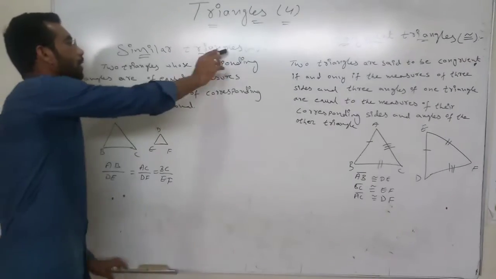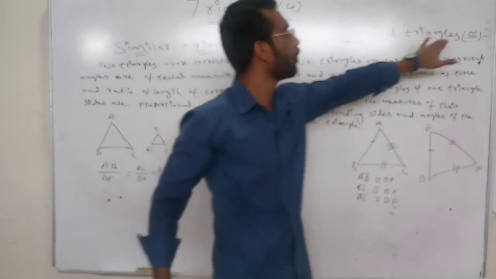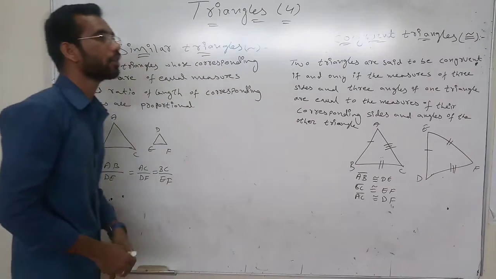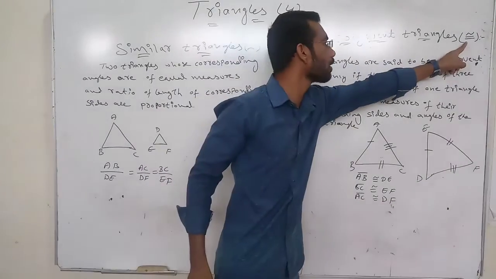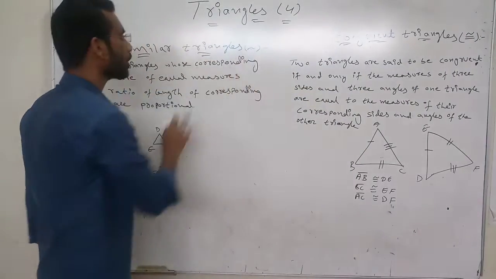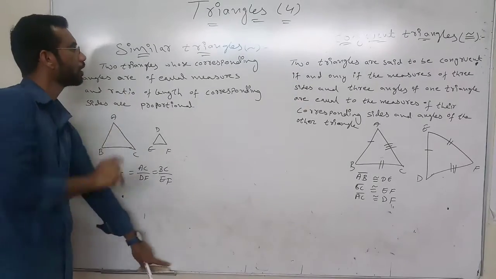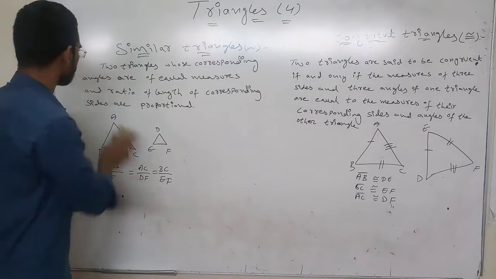This is the symbol for similar triangles and this is the symbol for congruent triangles. That means this is the symbol for congruence and this is the symbol for similar.